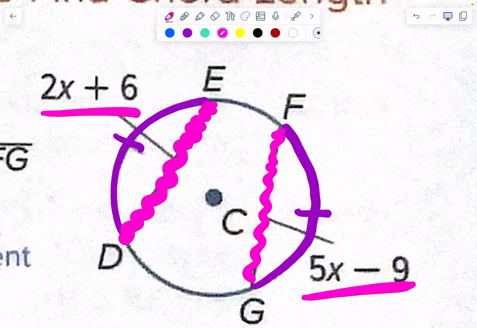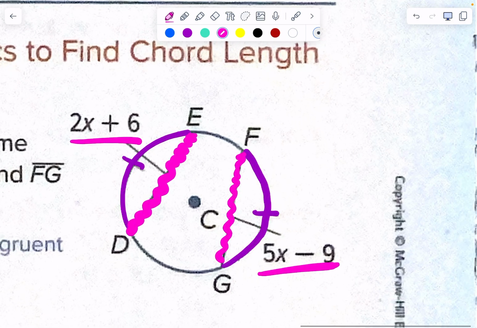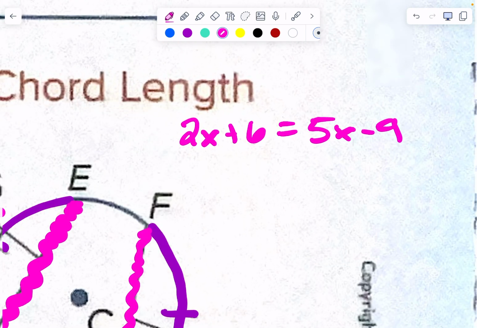Now what? Set them equal. If the arcs are the same, the chords are the same. If the chords are the same, the arcs are the same. Like this is going to be too easy. Okay?